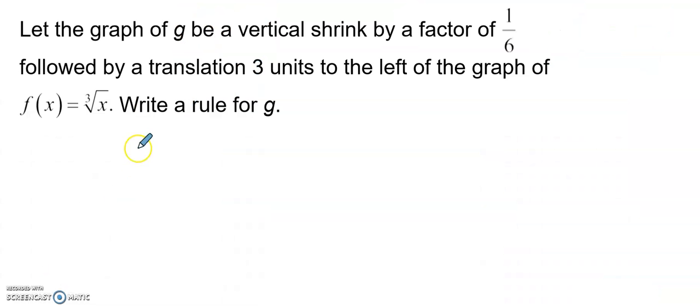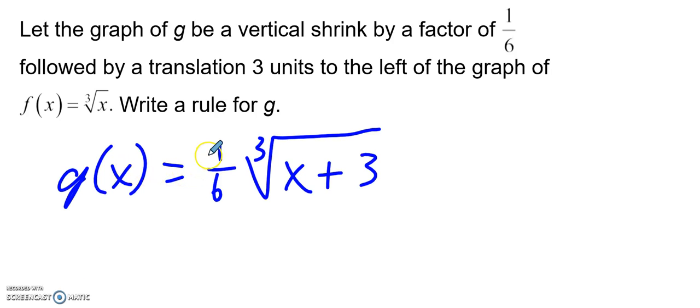Okay, so we've got one more to practice. So here, let the graph of g, which we don't have, be a vertical shrink by a factor of 1/6, followed by a translation of 3 units to the left of the graph of f of x. Write the rule for g. So I want you to write the equation for the g of x function that has a vertical shrink by 1/6 and is shifted 3 units to the left from the parent function f of x equals cube root of x. Pause the video, unpause when you're ready to check your answer.